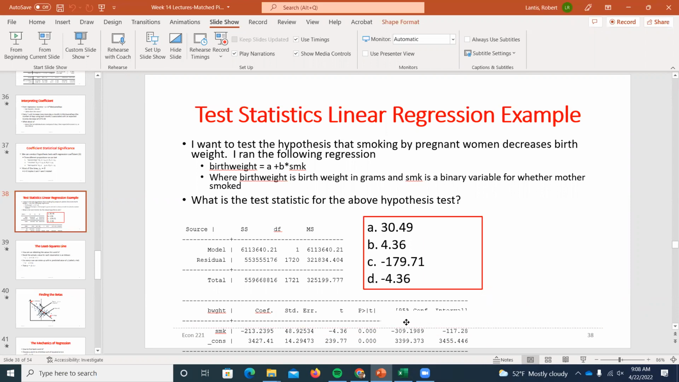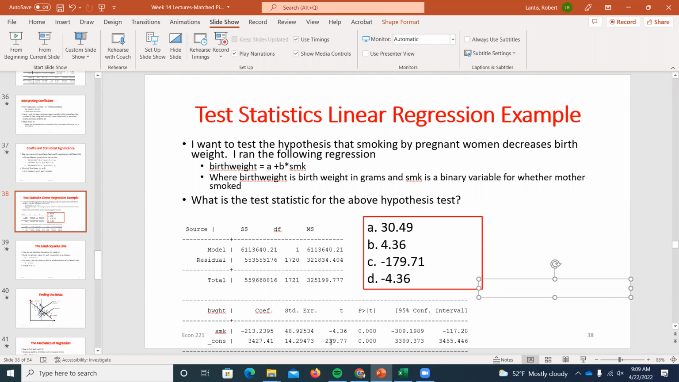So you can always kind of move that. So you can see here, I could also do the same thing for the intercept. I could take my coefficient of 3,427, divide it by that standard error of 14.29, and I would get that test statistic of 239. So here, that test statistic's very, very large.